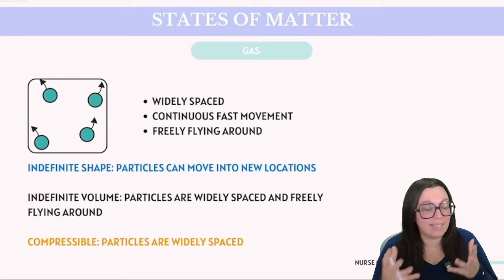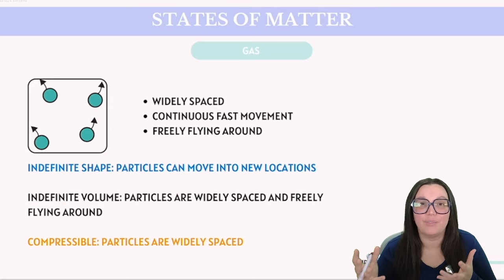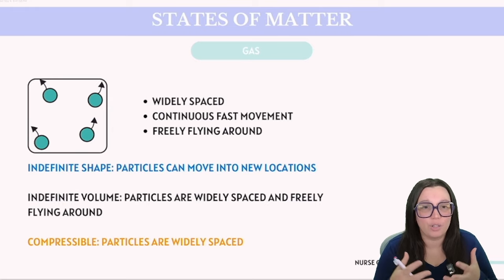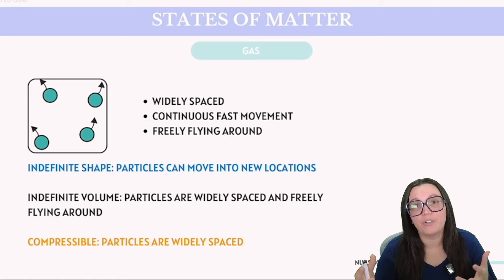This explains why solids and liquids have a definite volume. Their particles are packed closely together and they don't separate or spread apart significantly like we see with gas.